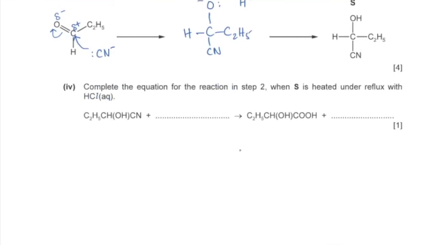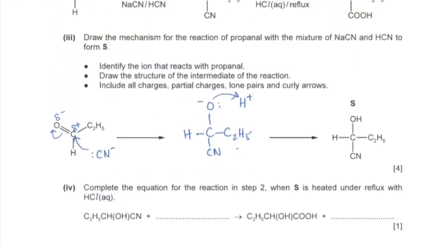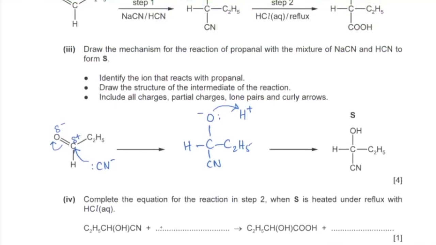Part 4, complete the equation for the reaction step 2 when S is heated under reflux with HCl. So this is heated with HCl and water. The CN group turns to carboxylic acid group and we are left with NH4Cl. Now we need to balance our equation, so we must add 2 over here to balance our hydrogen atoms.